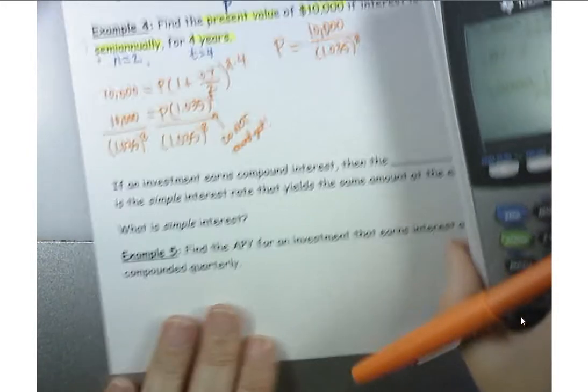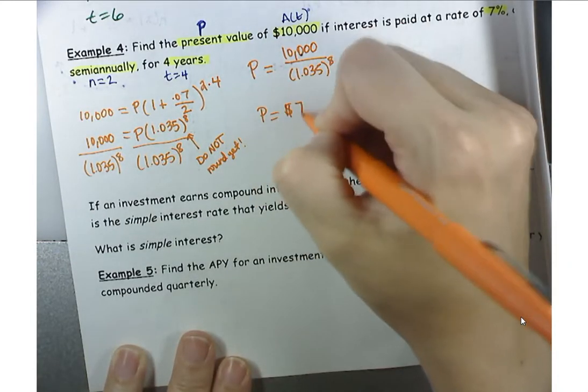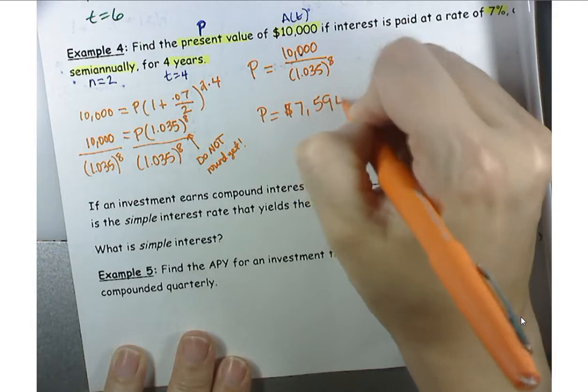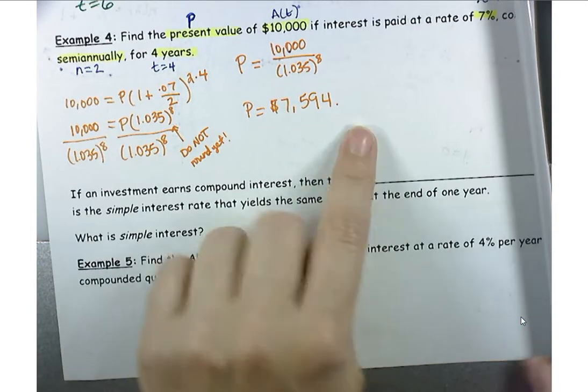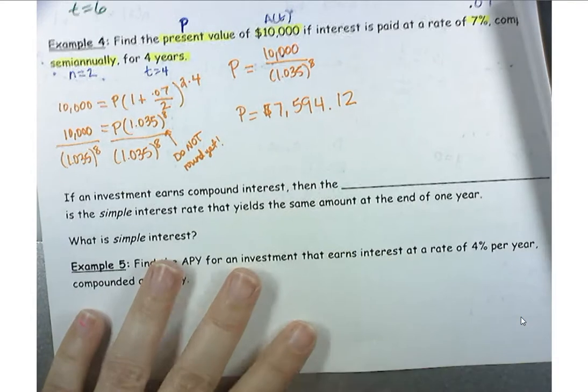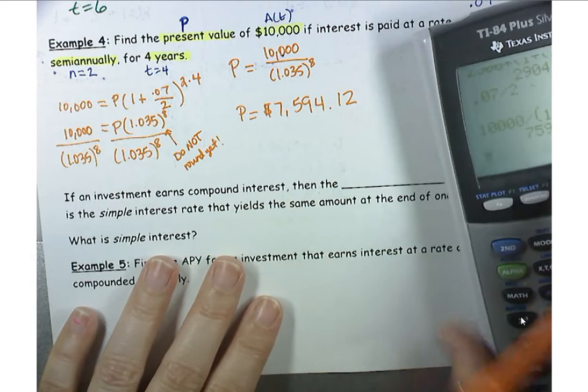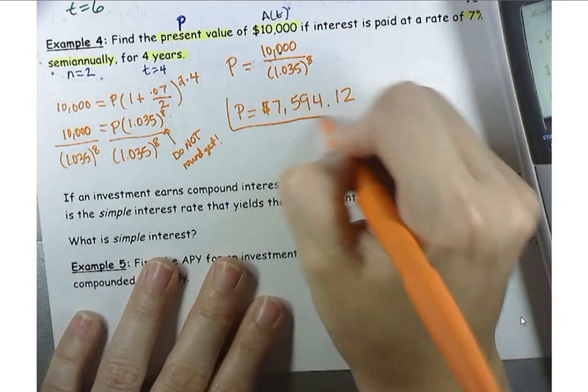Okay, and then we should have got $7,594. And how much change? 12 cents. Okay, because after 0.11, there's a 5. You always look at the 1 directly after it, and that is going to round it up.